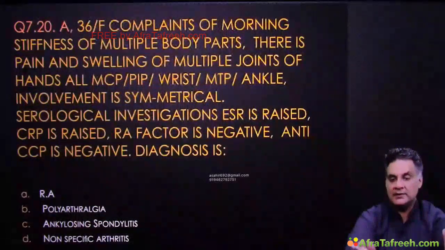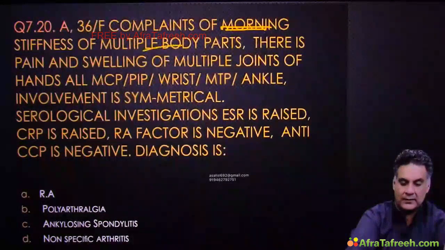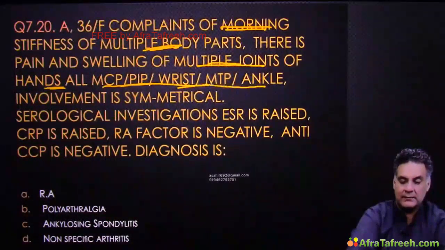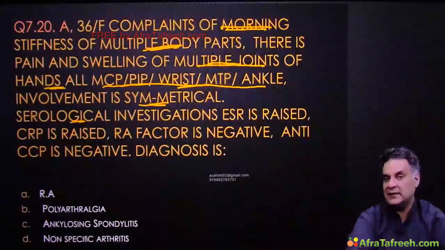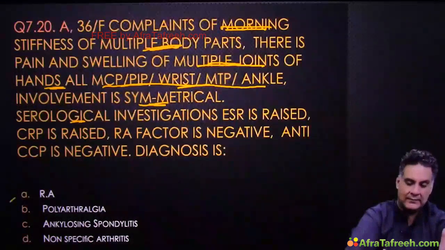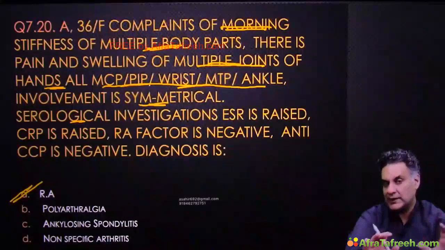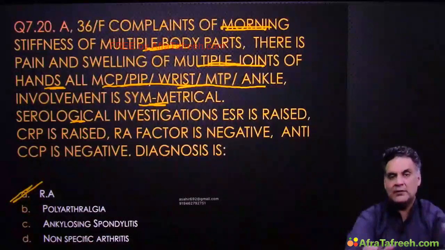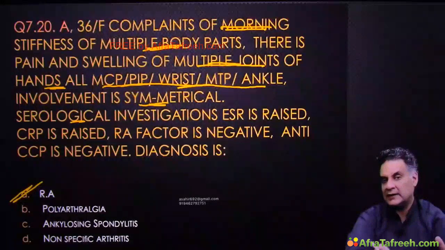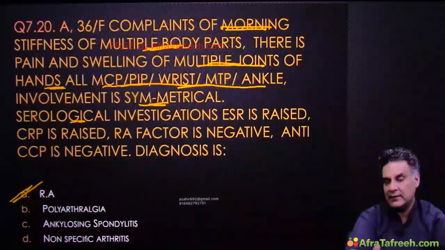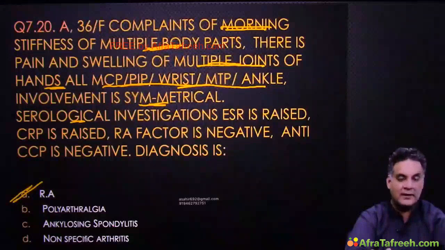A 36-year-old female complains of morning stiffness, first point. Swelling of multiple joints of the hands, more than 3 joints. Bilateral, symmetrical involvement. RA factor is negative. Anti-CCP is negative. ESR and CRP are high. This is classical RA. Now, in spite of RA factor and anti-CCP being negative, if we look at the criteria: modified New York criteria is for ankylosing spondylitis. 1987 criteria is the classical criteria for RA. 2010 criteria is the new criteria for RA.